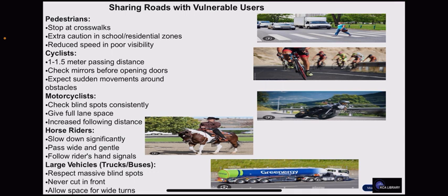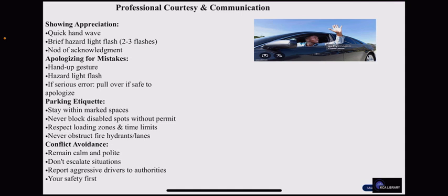For cyclists, we have a 1 to 1.5 meter passing distance. Make sure there is at least 1 to 1.5 meters between you and them, and expect sudden movements around obstacles. Let's move on to motorcyclists. You check blind spots consistently, give full lane space, and increase following distance. For horse riders, you have to slow down significantly, pass wide and gentle, and follow riders' signals. Then for large vehicles, you have to respect massive blind spots, never cut in front, and allow space for wide turns.